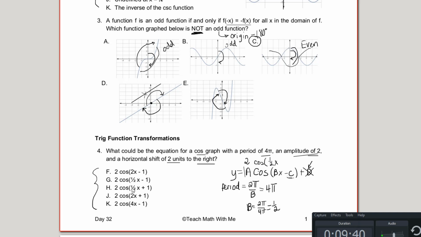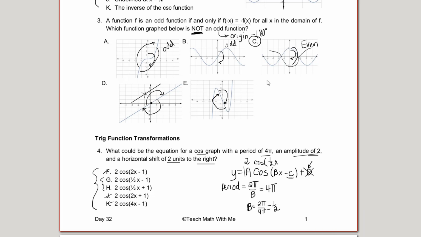And if we look at our choices, we can do some eliminating. F, J, and K are out. We're down to the 2 choices of G and H. Is this going to be a -1 or a +1? All right, for our horizontal shift, we get that from C over B. We just found B to be 1/2. We can put that there. And we know that our horizontal shift is 2 units to the right. So let's solve for C.